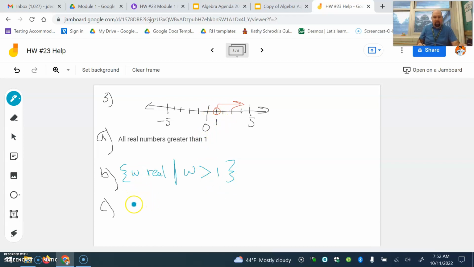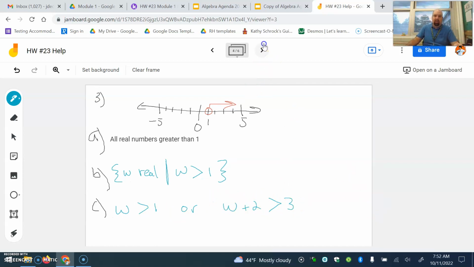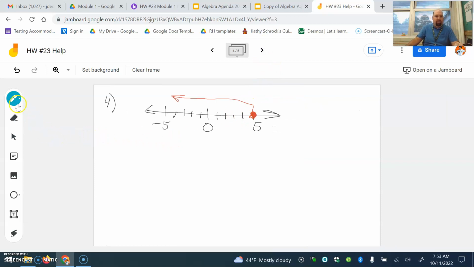And then for the inequality, let's just say W greater than 1. If you wanted to do something like W plus 2 is greater than 3, that's fine. They're equivalent inequalities. Okay, 3 more to go. Almost there. A, B, and C.